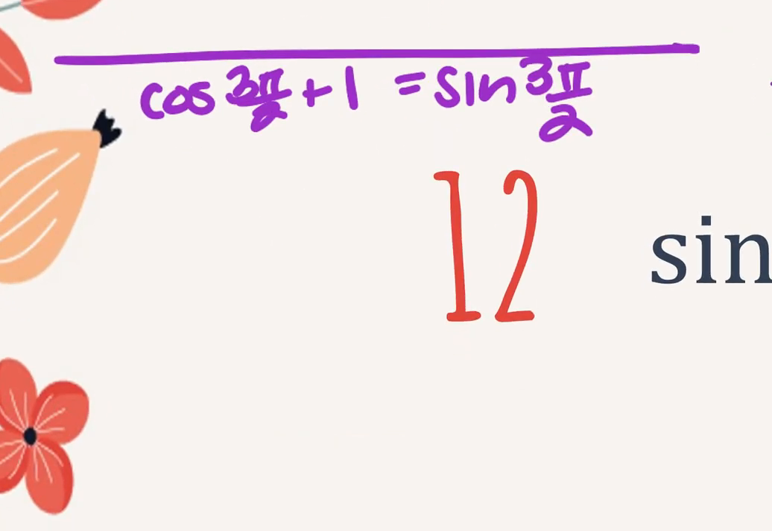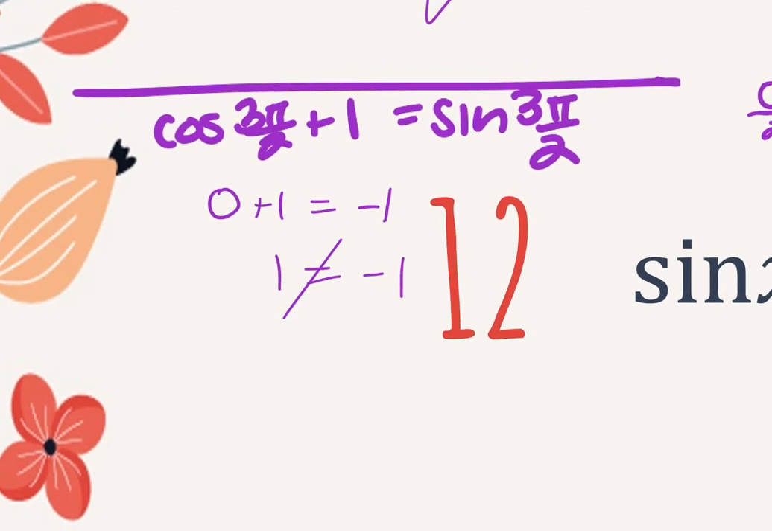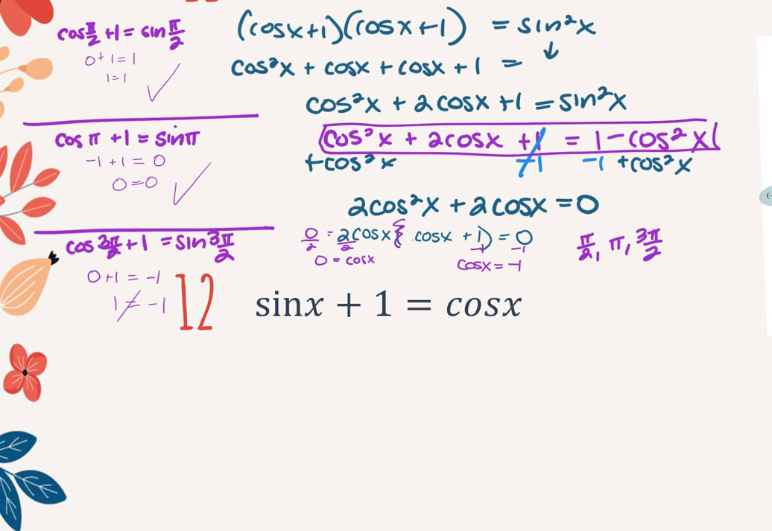And then the third one, cosine 3 pi over 2, that's 0 plus 1 equals sine 3 pi over 2. And that's negative 1, which means this answer does not work. So I cancel out the 3 pi over 2, and I only include the other 2 as solutions.